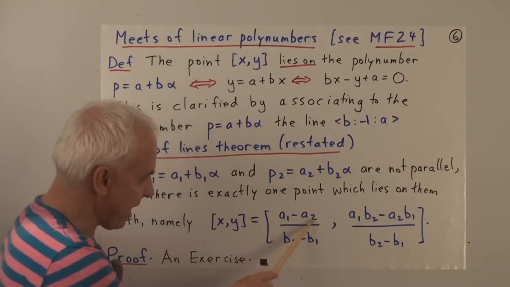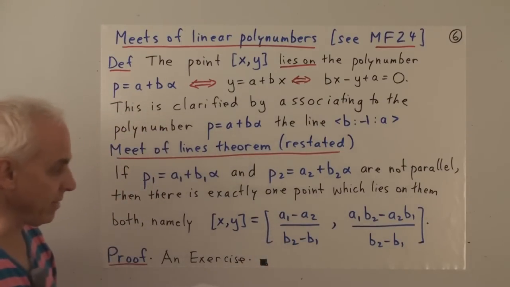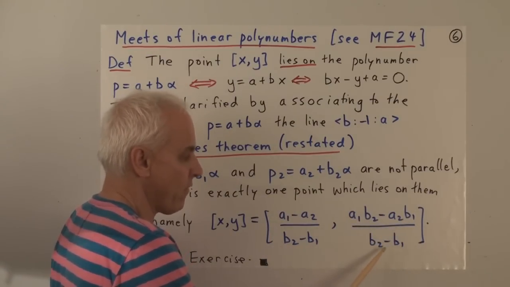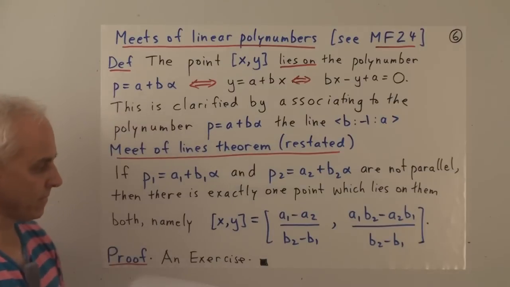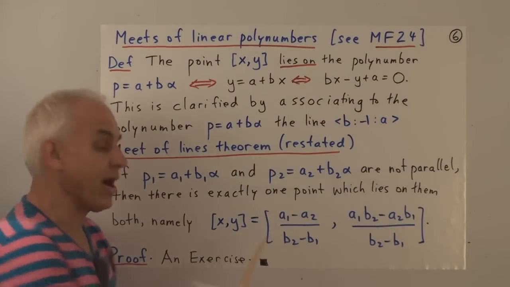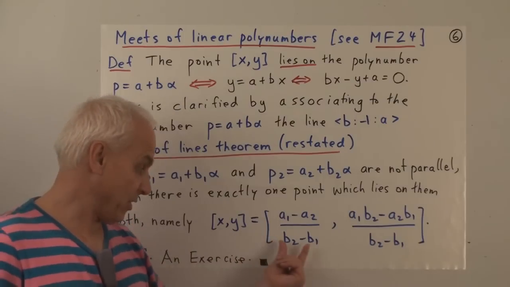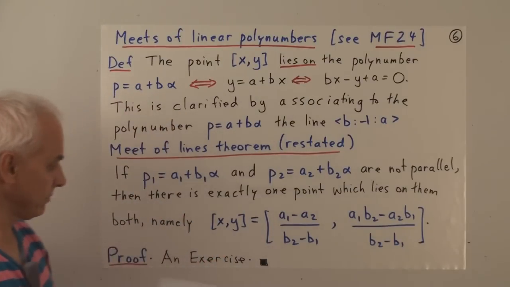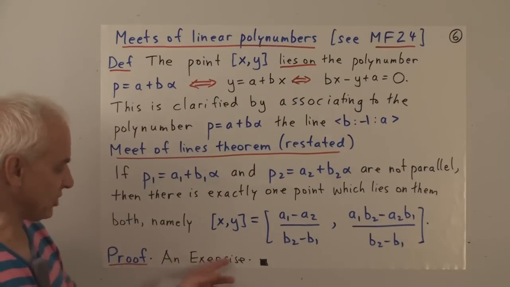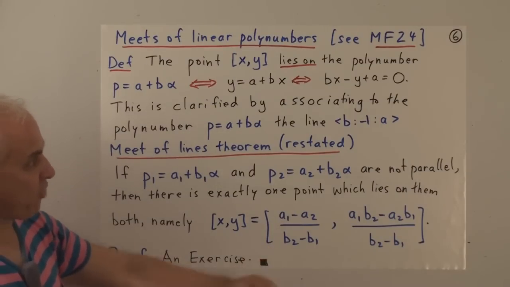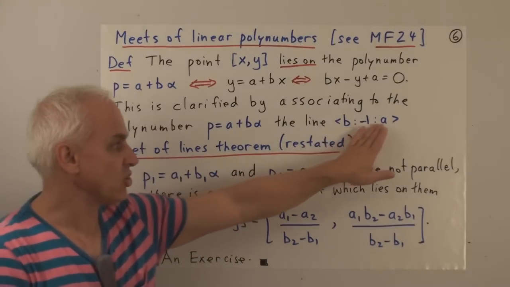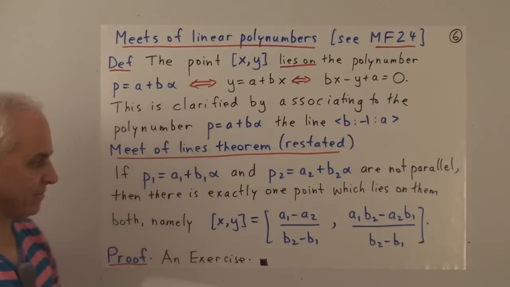The x-coordinate is (a1 minus a2) over (b2 minus b1). The y-coordinate is (a1 b2 minus a2 b1) over (b2 minus b1). And you can see why we require the slopes to be different, because if they weren't different, we would be having zeros here in the denominator, which is not good. All right, so I'm going to leave this to you as an exercise. Please compare this with the formula in Math Foundations 24 for the meet of lines theorem stated in terms of lines. It's very instructive to compare these things.